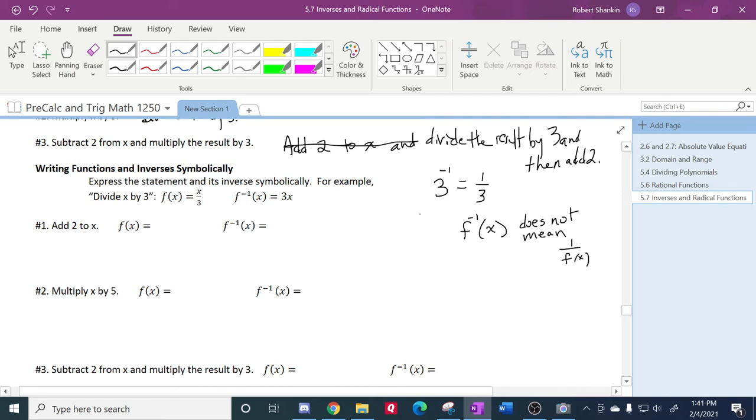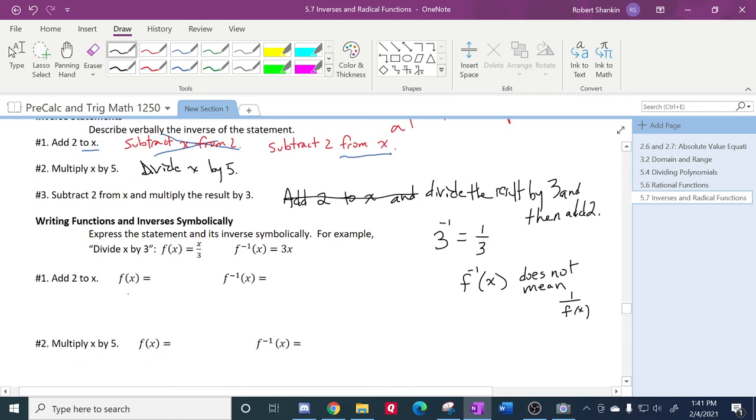Okay. So if that's the regular function, then that's the inverse. And kind of like the opposite of division is multiplication, thus we have this. Alright, so now add 2 to x, you need to fill this in, f of x equals what? And then f inverse of x equals what? And then do the same thing with number 2, multiply x by 5, and then fill in the inverse over here as well.